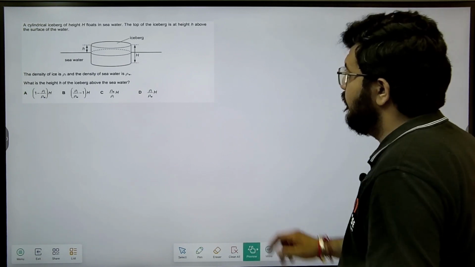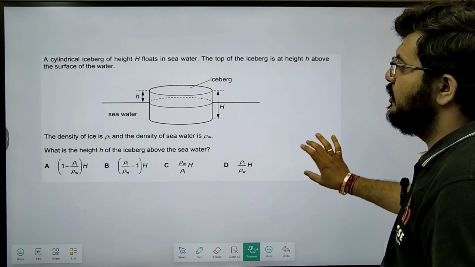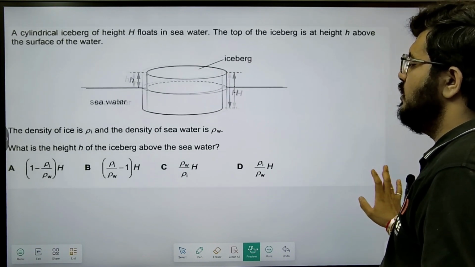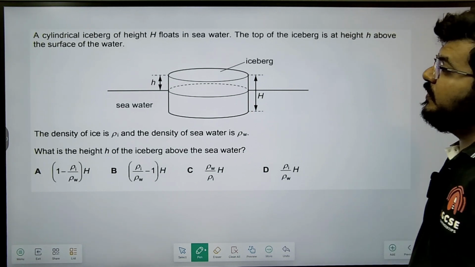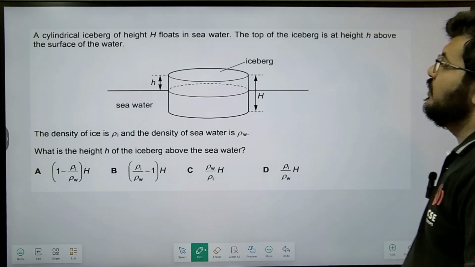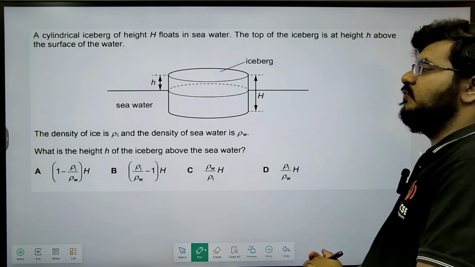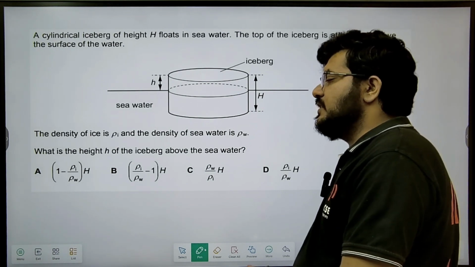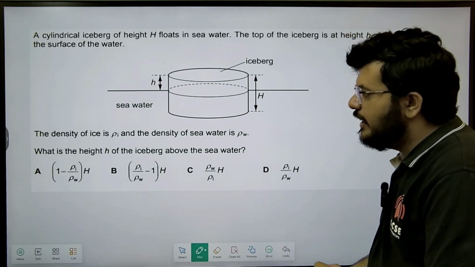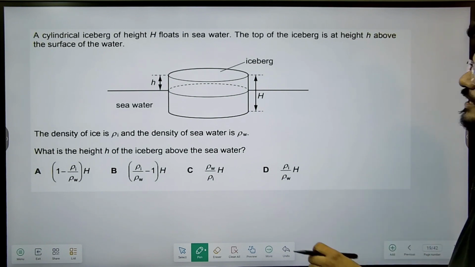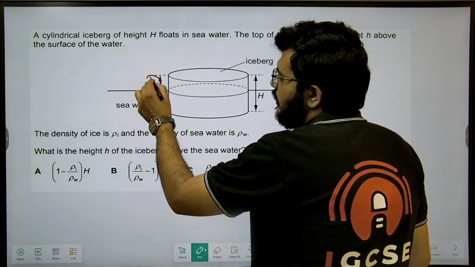Then we have, let's enlarge this question as well properly. Okay, I believe it should be visible. A cylindrical iceberg of height H floats in seawater. The top of the iceberg is at height h above the surface of water. The density of ice is rho i and the density of seawater is rho w. What is the height h of the iceberg above the seawater, small h? Okay, you have to find this small h.